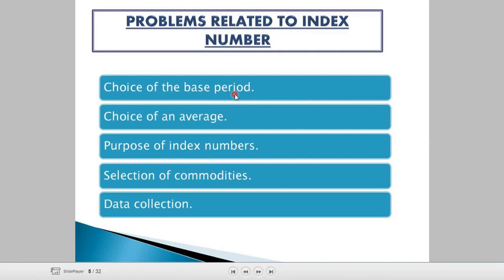Suppose you are going to compare the price of the present year, that is 2023, with the price of 1700, then the gap between the two periods is too large, isn't it?